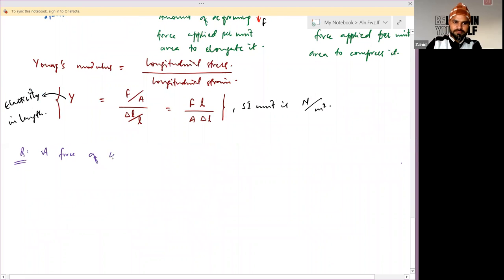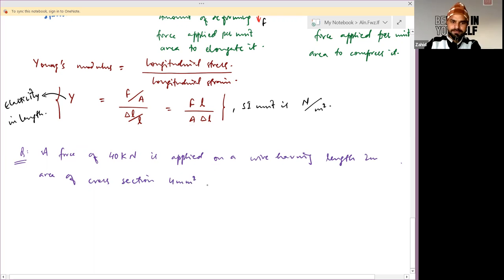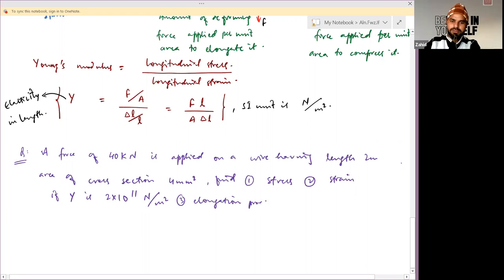A force of 40 kilonewton is applied on a wire having length 2 meters, area of cross section 4 mm square. Find first stress, second strain, if Young's modulus is 2 into 10 to the power 11 Newton per meter squared. Third, elongation produced. Just use the above formula and try to find.